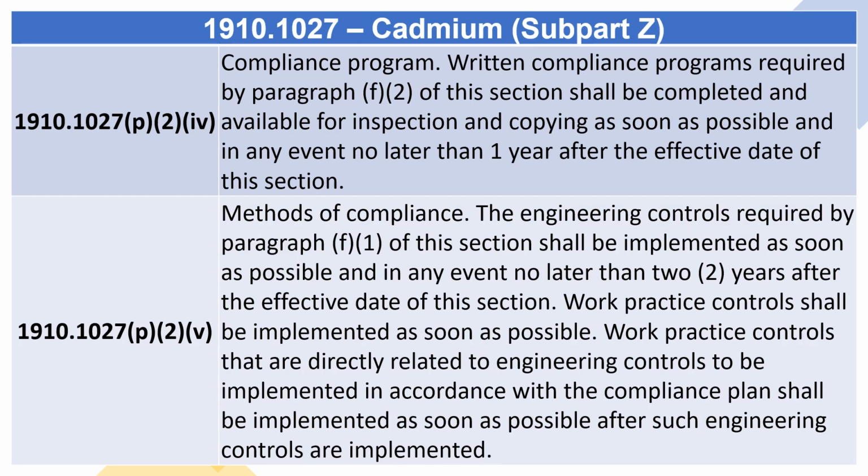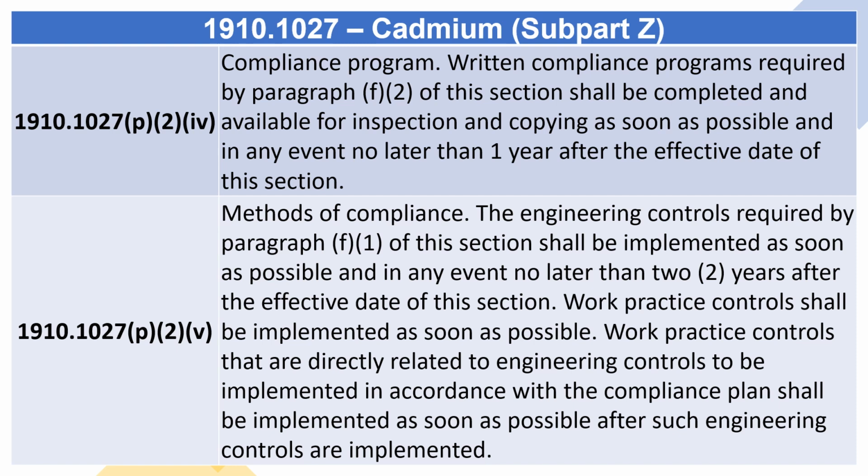1910.1027 P.2.iv. Compliance program. Written compliance programs required by paragraph F.2 of this section shall be completed and available for inspection and copying as soon as possible and in any event no later than 1 year after the effective date of this section.